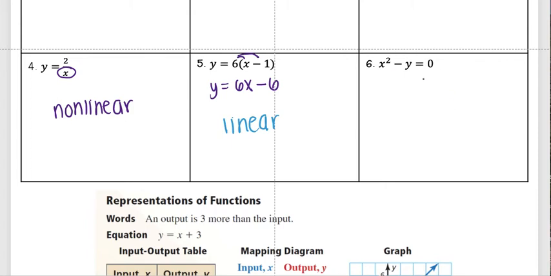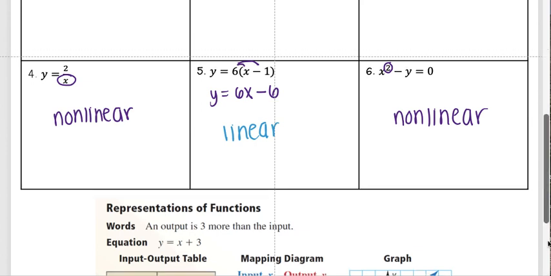Okay, now looking at this one, I have x squared minus y equals 0. So anytime I see an exponent in there, I want to be kind of leery about it. And so this one is in fact nonlinear because x has an exponent of other than 1. And so that means that this one is nonlinear.